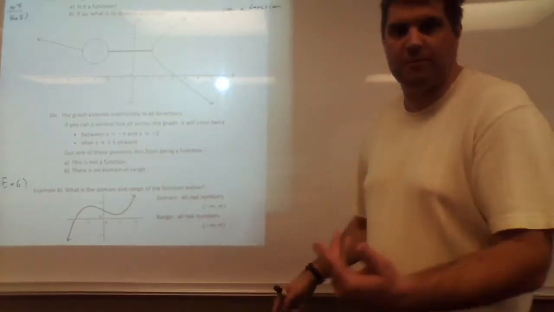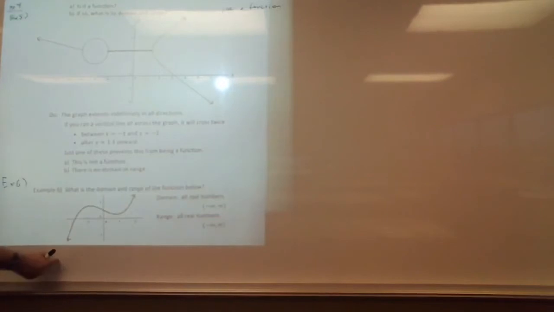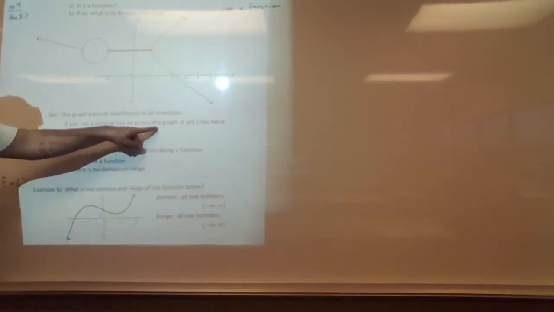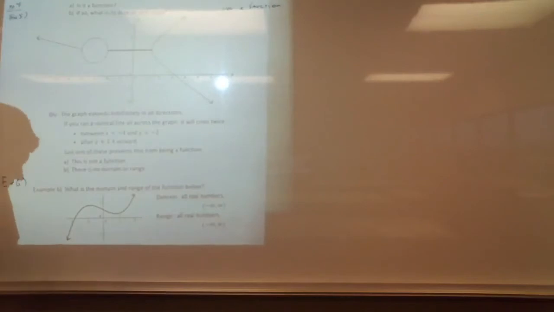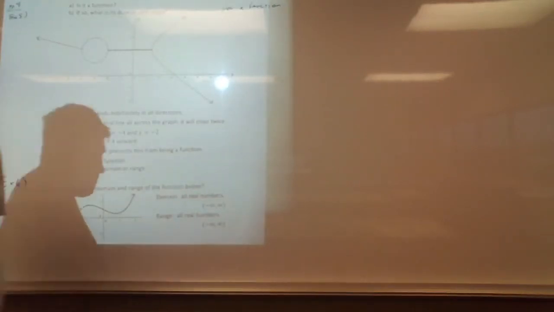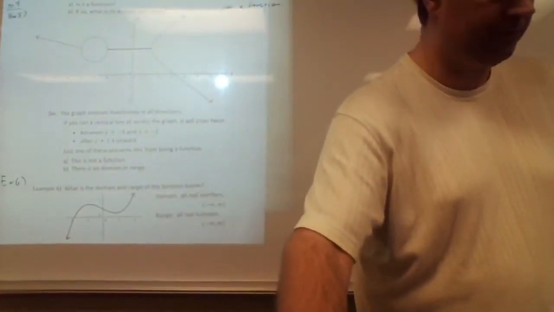The range, it can go up forever, it can go down forever. So it goes on down here forever, it goes up forever. So the range is also all real numbers, described as negative infinity to infinity. Okay? So I'm going to pause now and change pages.